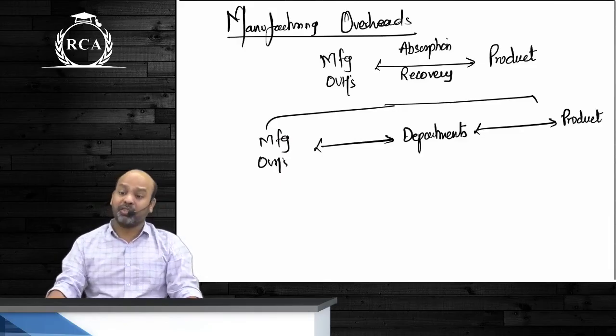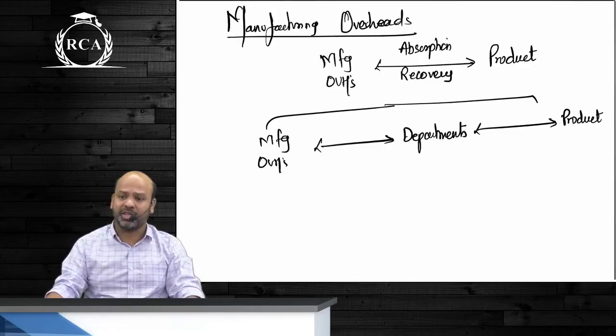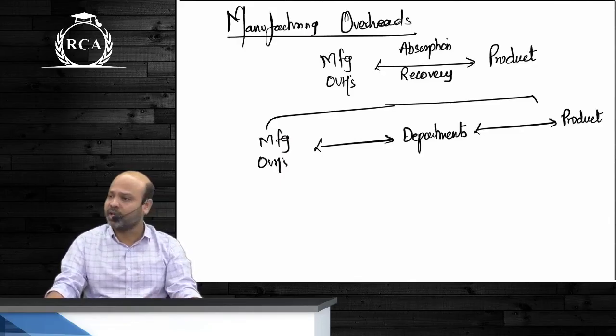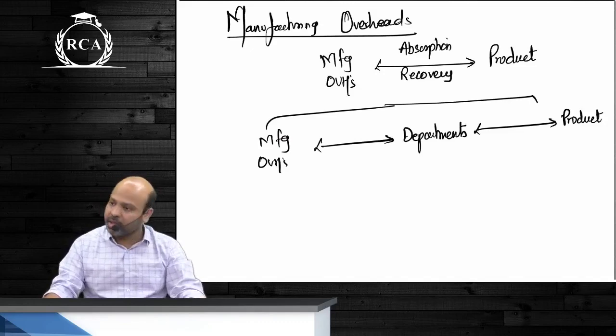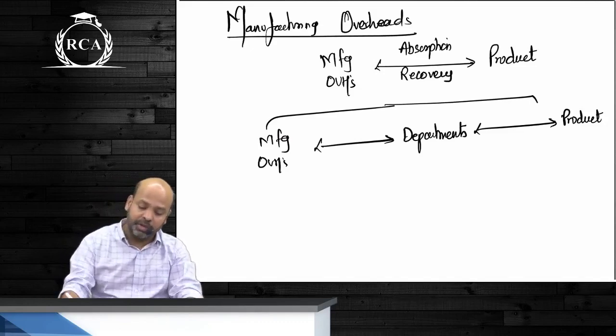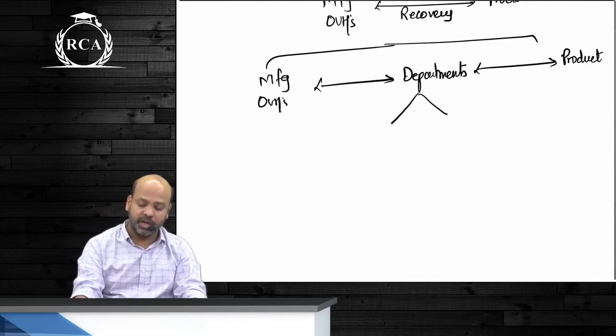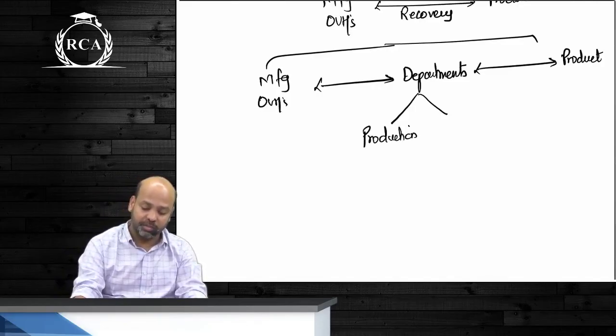It may not be possible for us to directly establish a relation between the expenditure and the end product. That is why we will first establish a relation between the expenditure and the departments. These departments of an organization are segregated into two categories called as production departments and service departments.